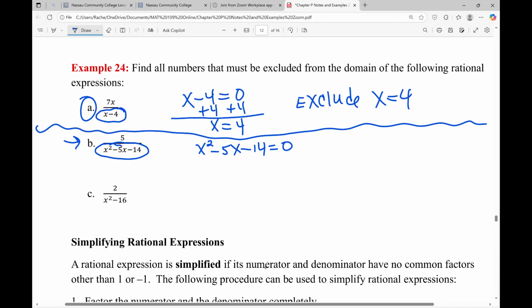Now, this is a quadratic. Remember, the way we solve quadratic equations is we factor and set each factor equal to 0. So let's factor x squared minus 5x minus 14. What two numbers multiply to -14 but add to -5? That's going to be a -7 and a +2.